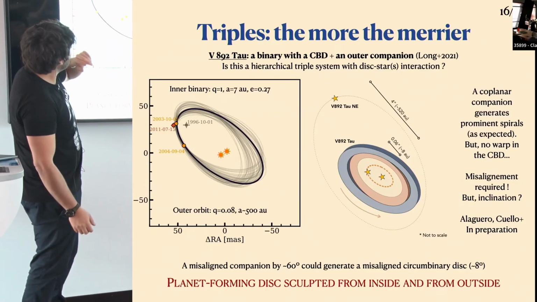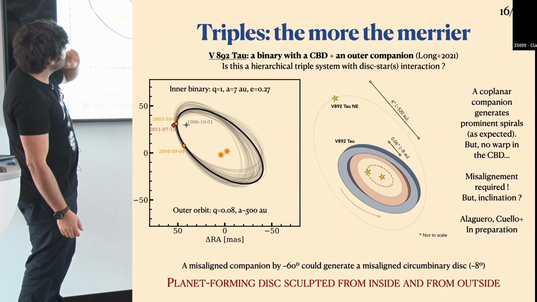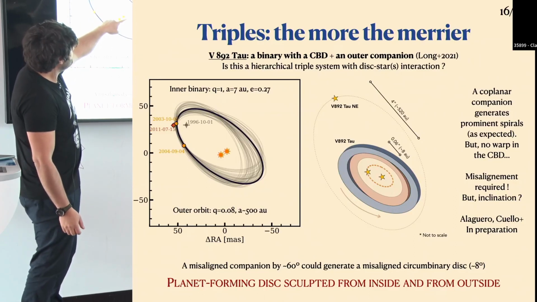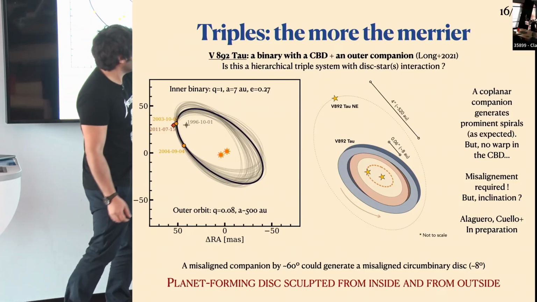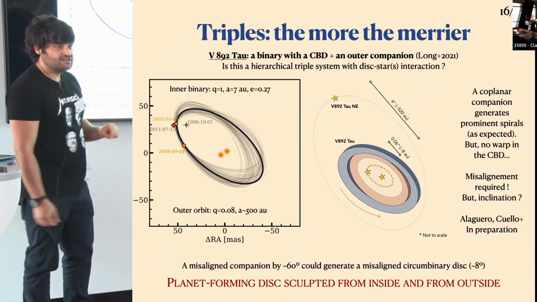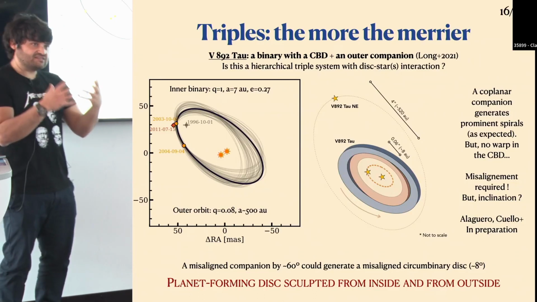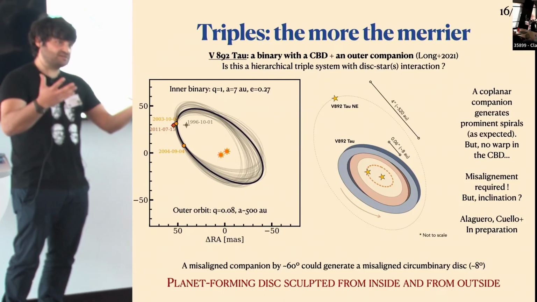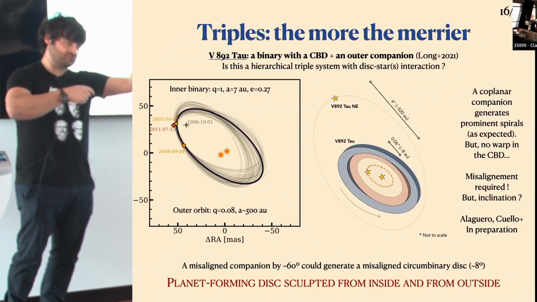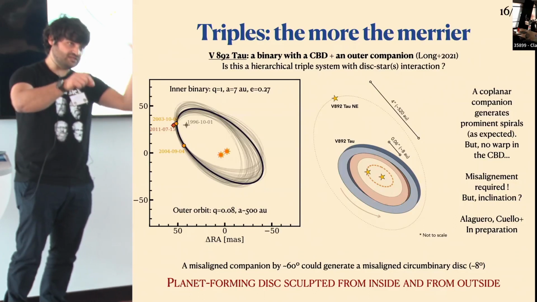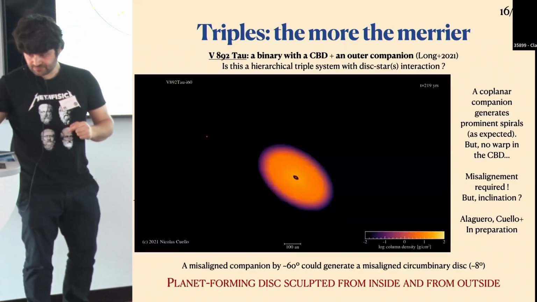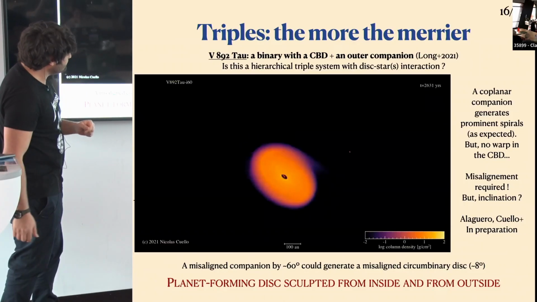So this is V892 Tauri, which is a binary. You have a binary here with a circumbinary disk. Here you can see the sketch. And there is an outer companion. But again, we have only one position. In the work where they first detected the circumbinary disk, they proposed that perhaps this is a triple stellar system where we have interaction between the outer body and the circumbinary disk. So this is what we model with Phantom.